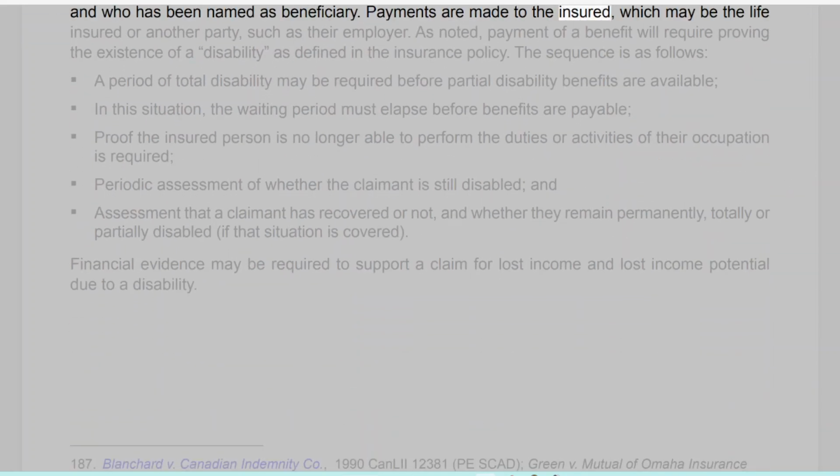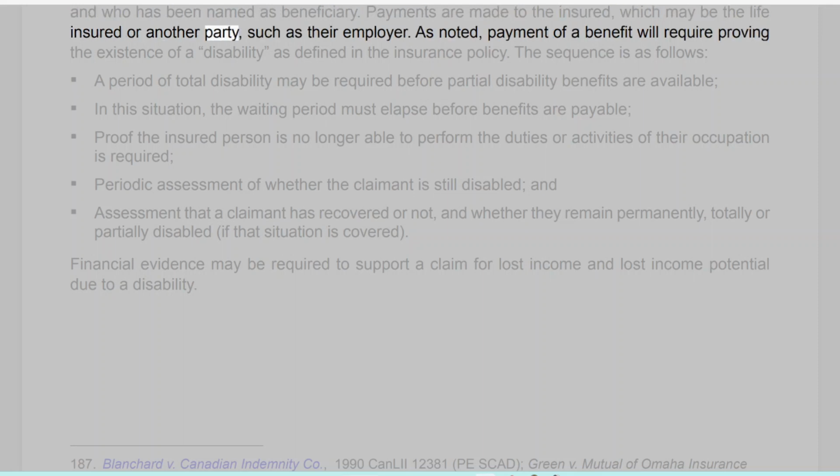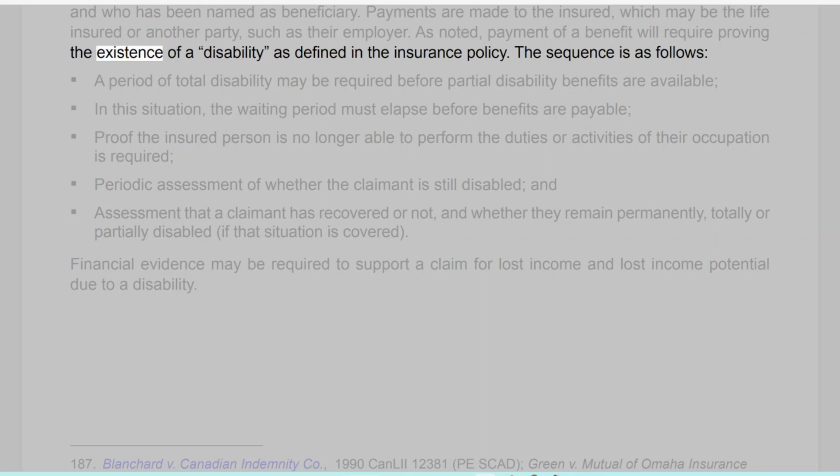Payments are made to the insured, which may be the life insured or another party, such as their employer. As noted, payment of a benefit will require proving the existence of a disability as defined in the insurance policy. The sequence is as follows.